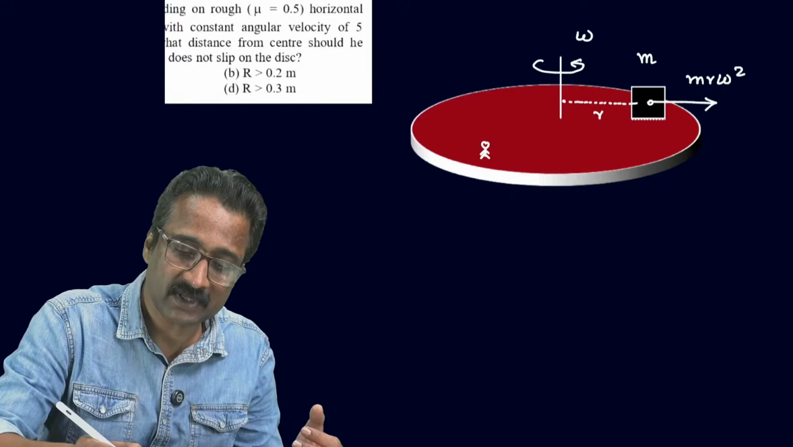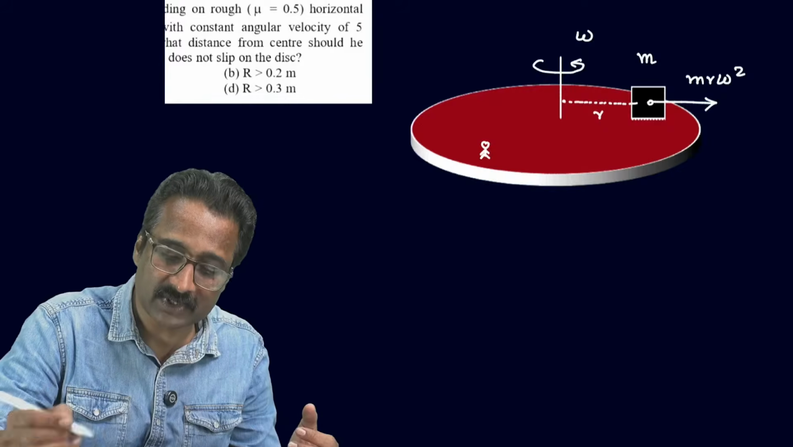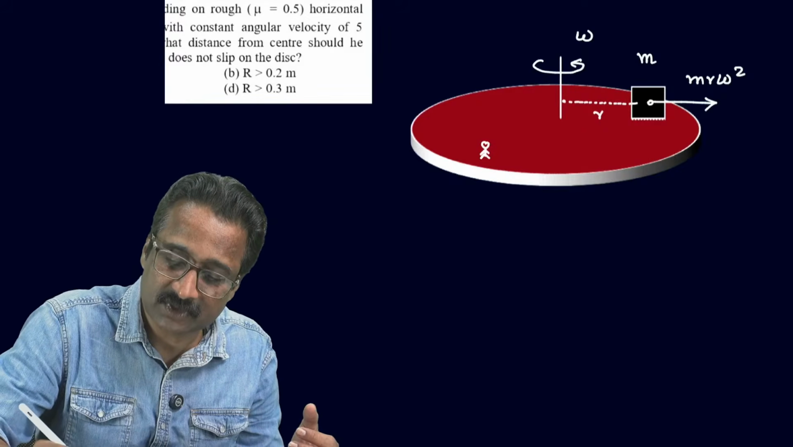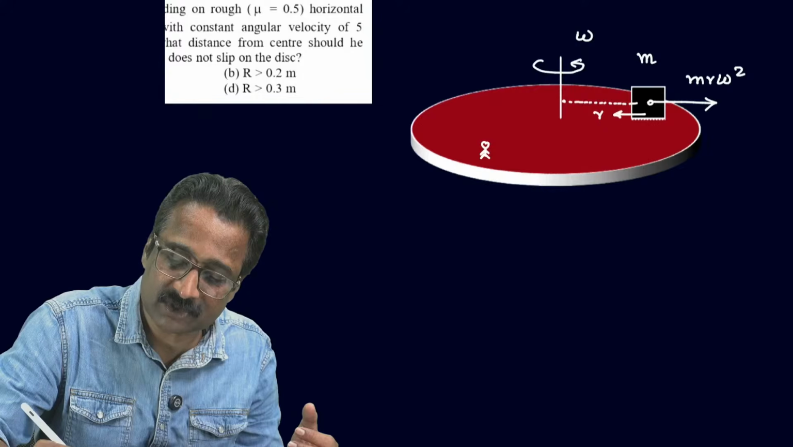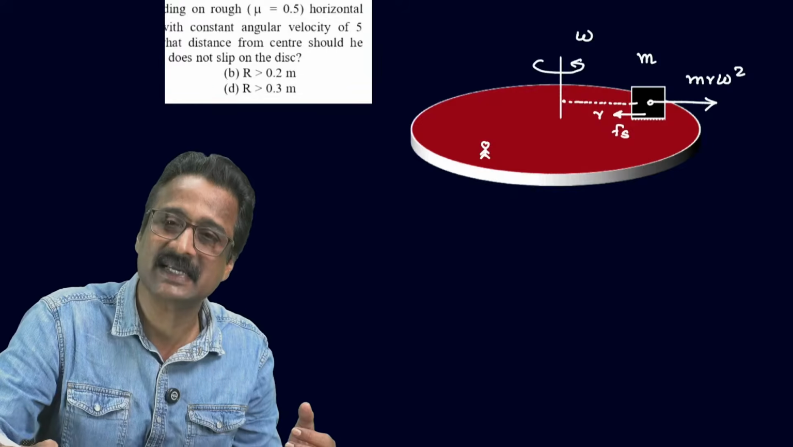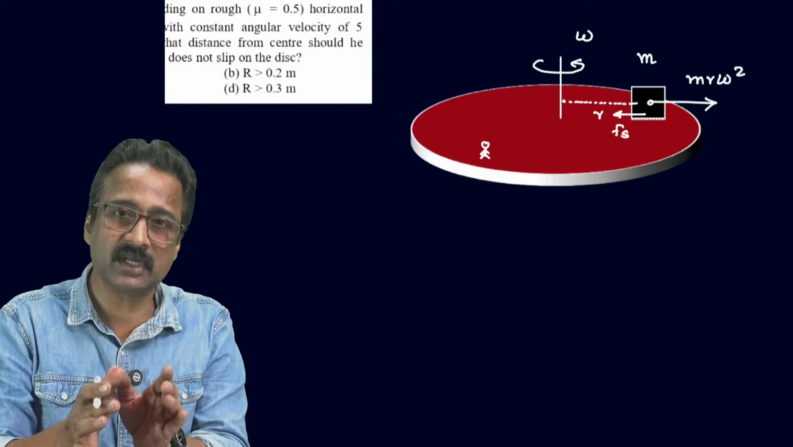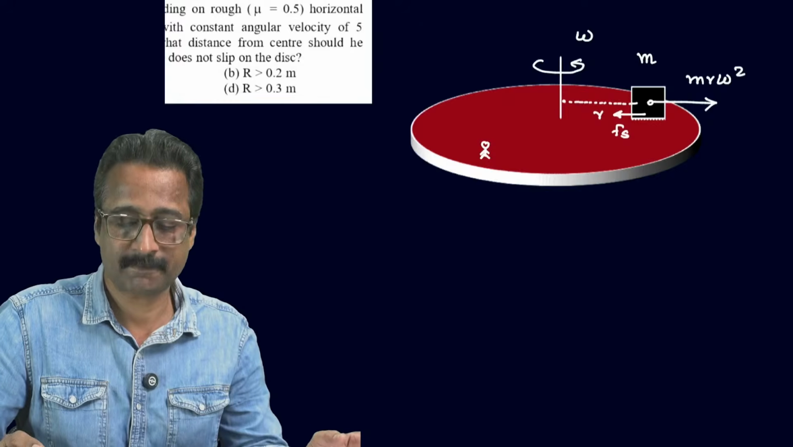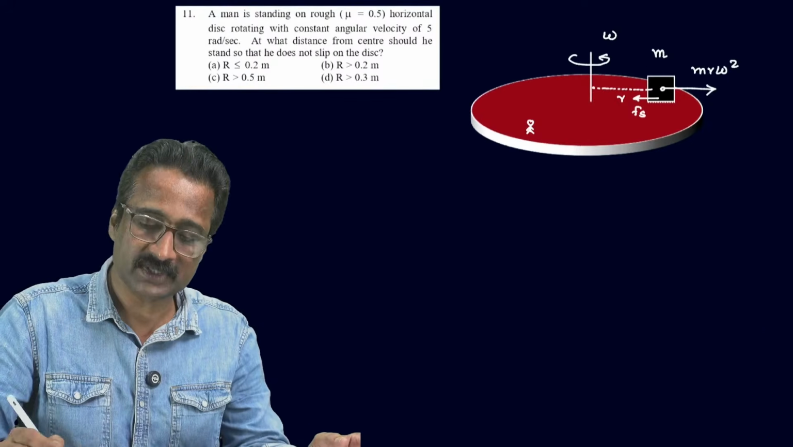Yes, the body has a tendency to move outward in the non-inertial frame. So there will be some Fs trying to prevent it. So that is static friction. Until the body slips, you can say F is static. Now let's see when does the body slip.